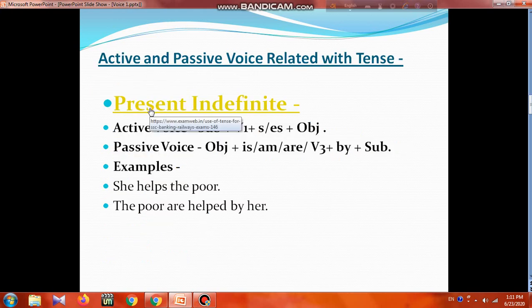Then we learned how to change voice of present indefinite tense. We know the structure of present indefinite: subject, B1, s or es, object. If you want to change it, the object will be at the beginning, then according to the subject we will take am, is, are, then B3, then by plus subject. She helps the poor, the poor are helped by her.